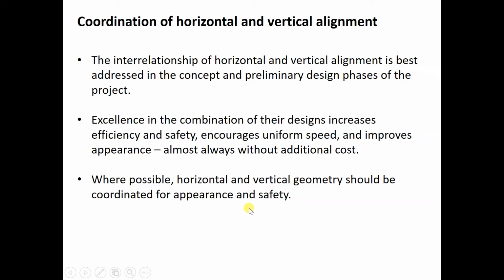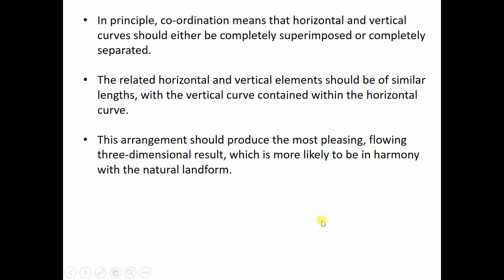Where possible, horizontal and vertical geometry should be coordinated for appearance and safety. So we need to look at the safety and appearance when they are together. In principle, coordination means that horizontal and vertical alignment curves should either be completely superimposed or completely separate. That means they should either be in phase or they should be separate. They should be within each other.